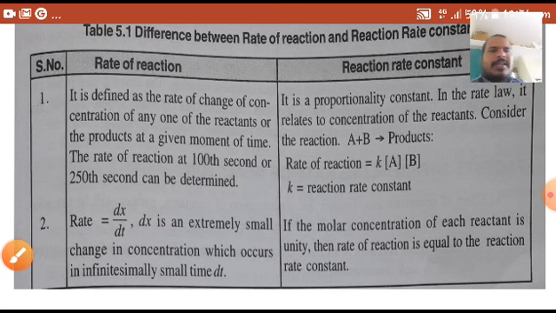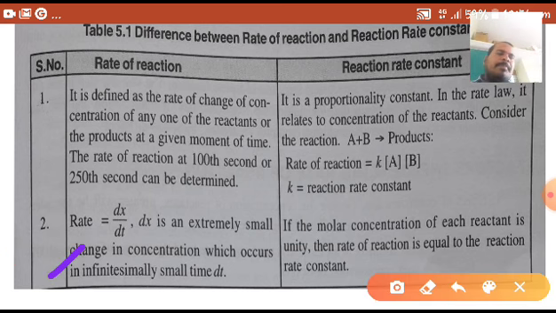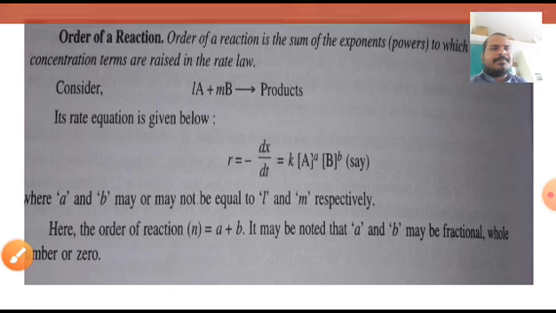The rate of the reaction depends upon temperature. Of course, the rate constant also depends upon the temperature, whereas if we change the concentration of reactants, the rate of the reaction changes. The rate of the reaction depends upon the concentration of the reactants. The rate constant doesn't depend upon the concentration of the reactants. This is another main difference between rate of the reaction and rate constant.